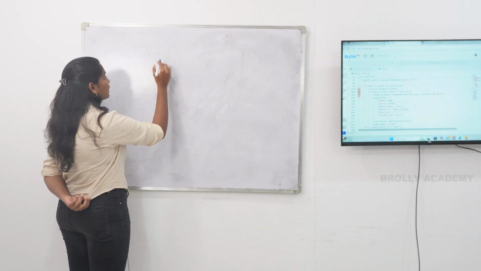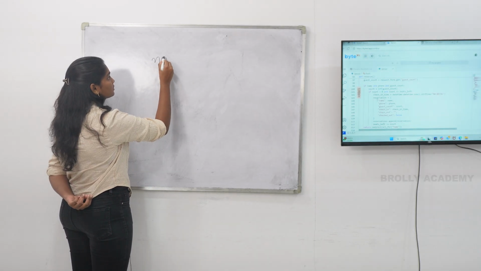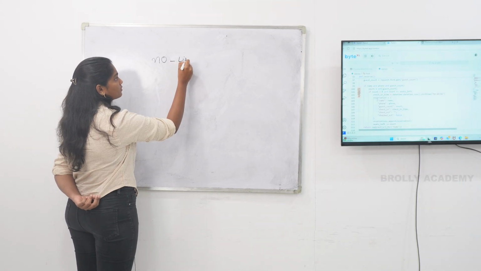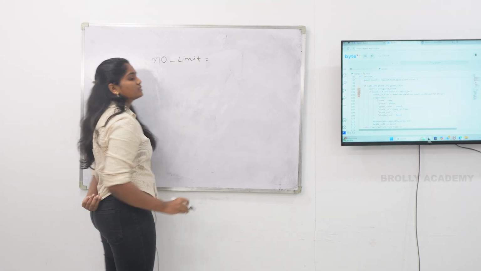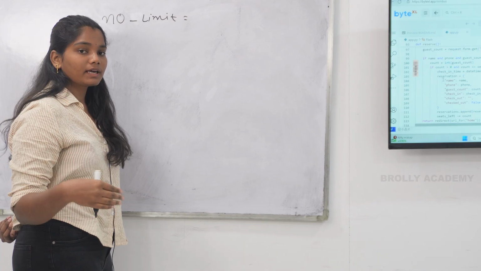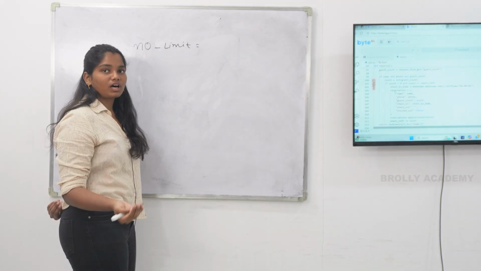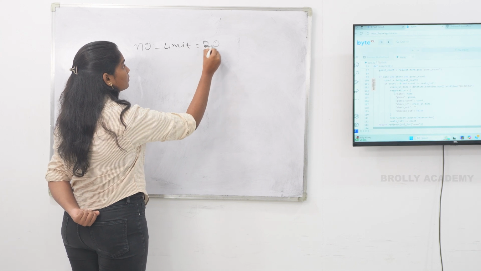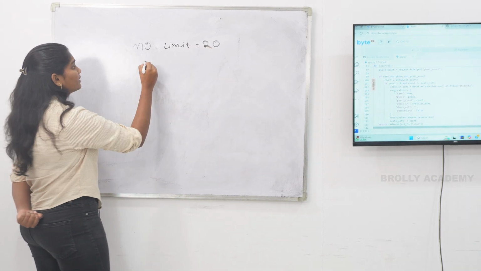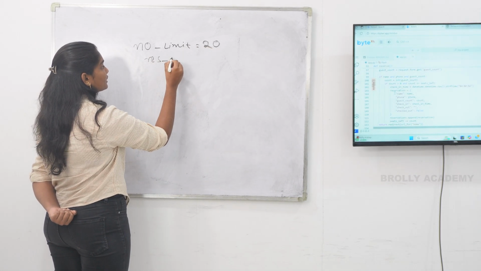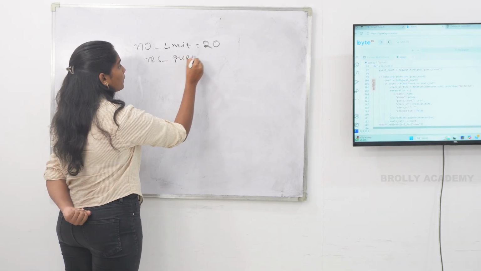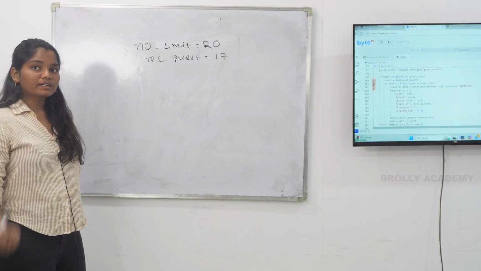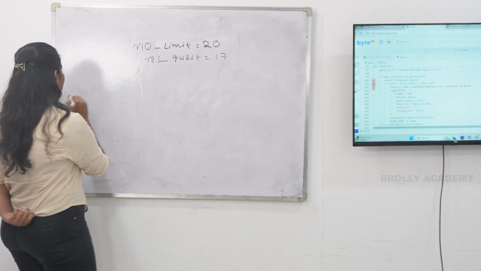The basic thing in our application is number of guests. Suppose let us take guest limit. Guest limit means how many people can be seated in our restaurant. Suppose guest limit is only 20 and already reserved guests are 17 and now you want to make a reservation for 3 people.